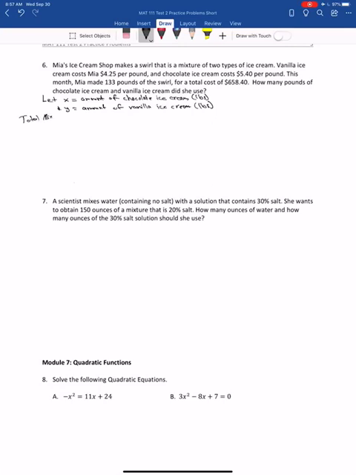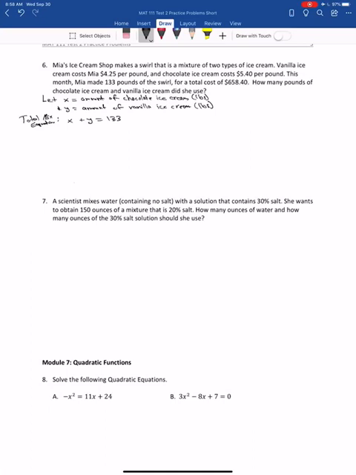So our total amount: we have x pounds of the chocolate, y pounds of the vanilla. They total up to 133 pounds in this swirl. So there's one equation, and now we're getting somewhere. We've built an equation using these two variables. But right now, with that equation by itself, there's nothing we can do to solve for x and y. So we've got to create a second equation, create that system, and gather the other information that was given.